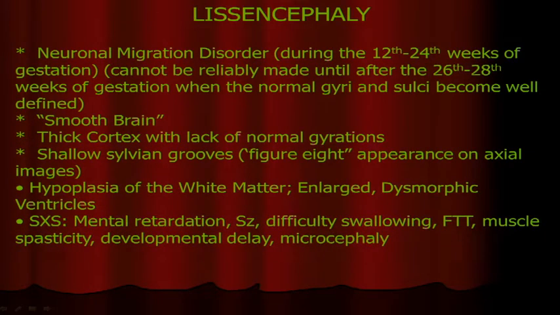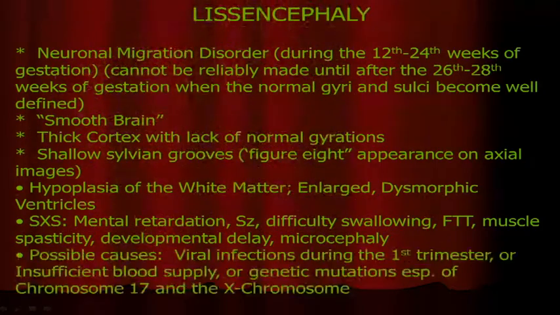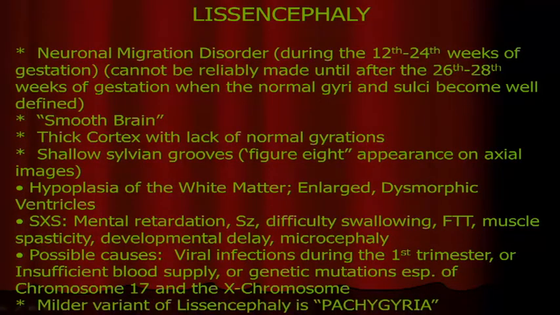They can have mental retardation, mentally challenged. They can have seizures, difficulty swallowing, failure to thrive, muscle spasticity, developmental delay, and they can have microcephaly. Possible causes for lissencephaly: it could be due to a viral infection during the first trimester, or insufficient blood supply, or maybe a genetic mutation, especially of chromosome 17 and the X chromosome. But who knows exactly why. A milder variant of this is called pachygyria, when the gyri look really thick.